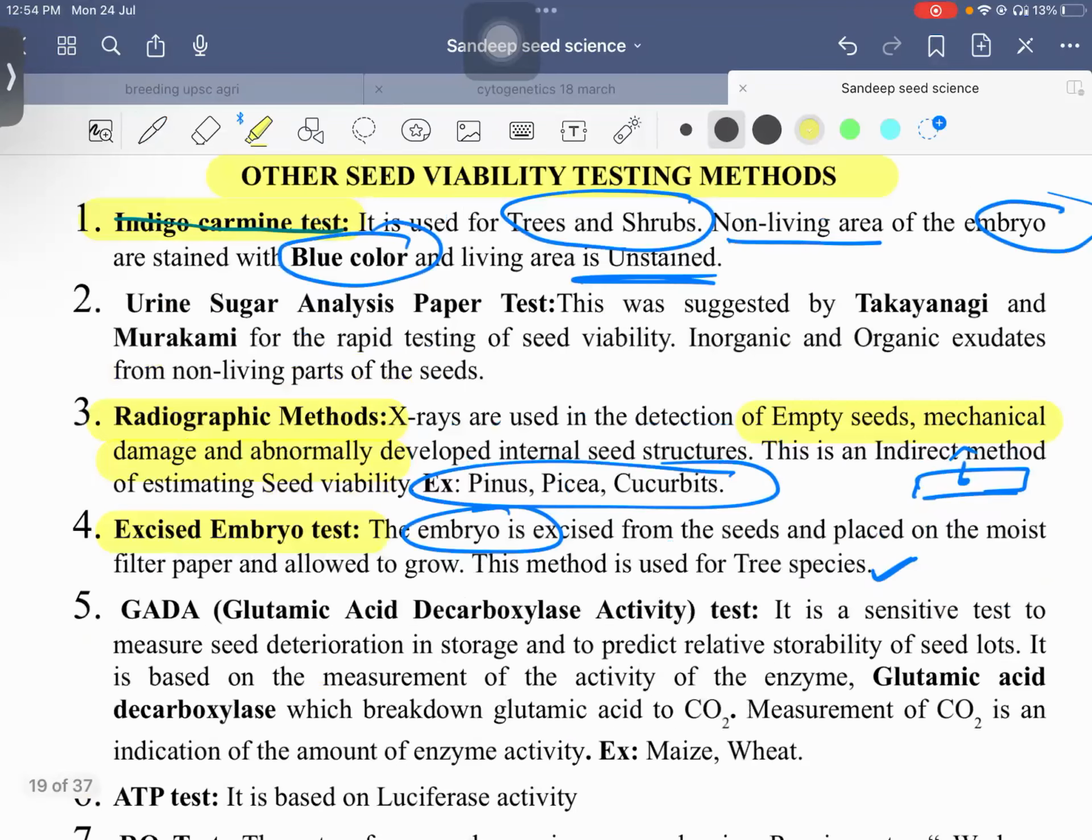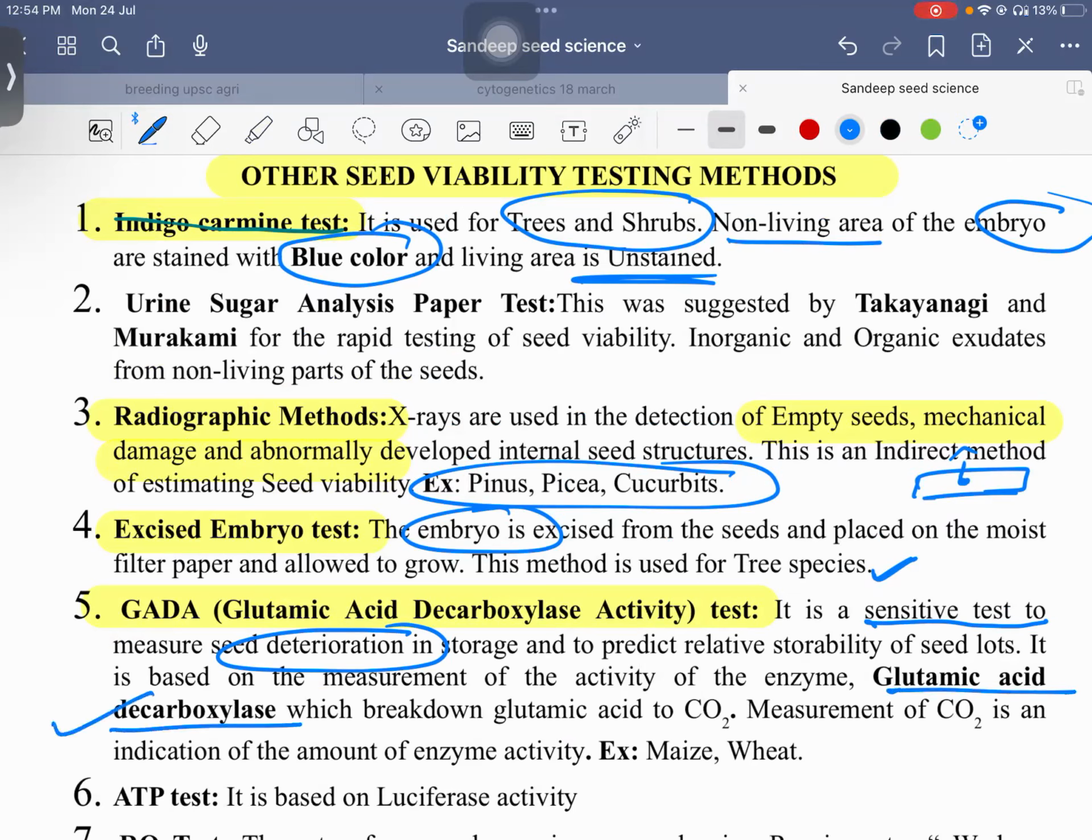This one, please remember, GADA. This is very important. Glutamic acid decarboxylase activity test. So what happens here is, first, it is a sensitive test to measure seed deterioration in storage and to predict relative storability of seed lots. It is based on the measurement of the activity of the enzyme glutamic acid decarboxylase, which breaks down glutamic acid into CO2. So this glutamic acid will be broken into CO2, and measurement of CO2 is an indicator of the amount of enzyme activity. Okay, based on the measurement of CO2, we can know how active the seeds are. So that is the basis, in case of maize and wheat.